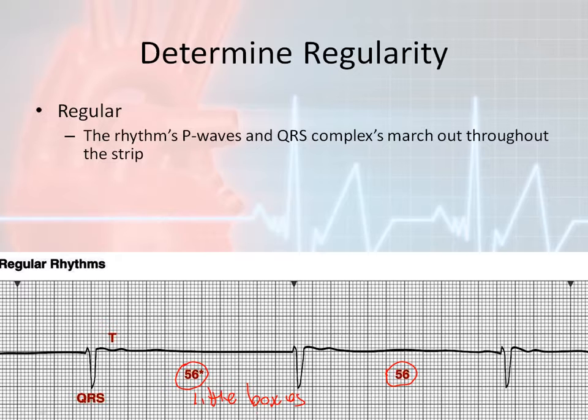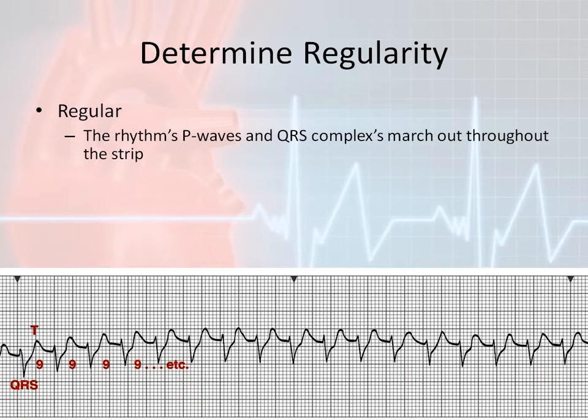between each QRS complex. Since there's 56 between each of them, I'm going to bet that if we go all the way over here to the right, there's going to be another 56, and if we go all the way over here to the left, I'm sure there's going to be another 56 over there, not 156, but another 56. I'm betting that this rhythm is going to be considered regular. If you were to take your calipers and use the measurement between the QRSs, it would also come up as regular.